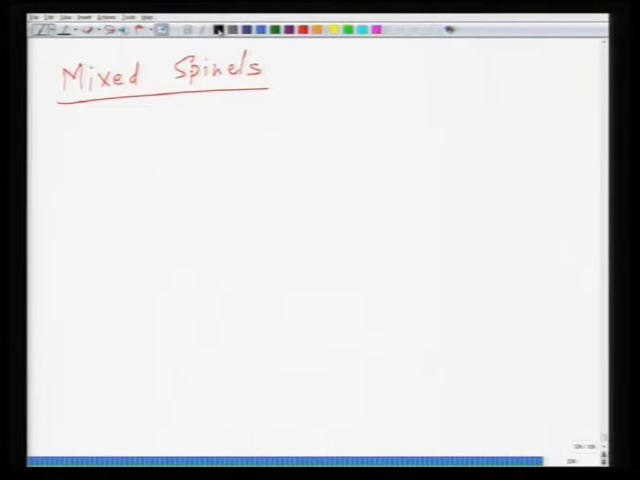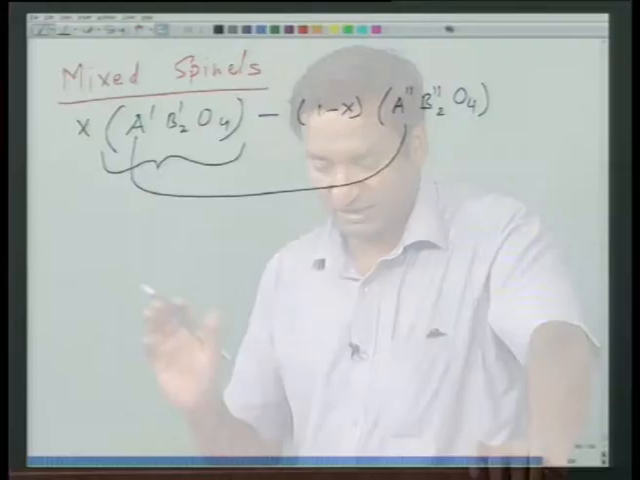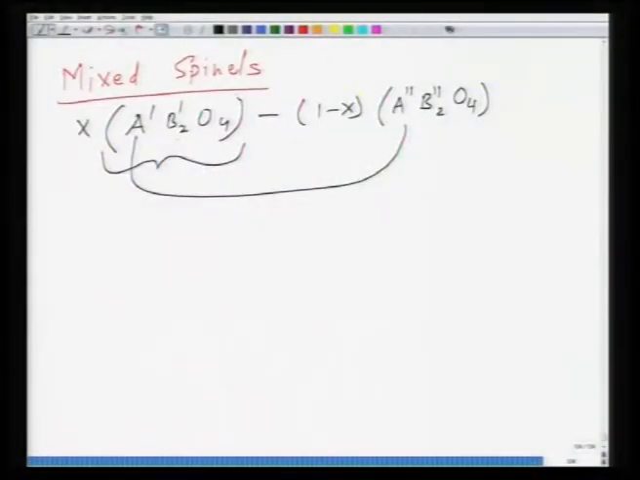And this mixed spinel is nothing but, if you have one type of compound, let's say A prime, B prime 2O4, so let's say X of this, then you can make another, 1 minus X, A double prime, B double prime 2O4. So mixed spinel is nothing but a solution of two different kinds of spinels, where A prime and A double prime substitute for each other, assuming there is a random occupancy on the designated sites, and then B double prime and B prime again substitute for each other. So as a result you have mixed occupancy of the sites.